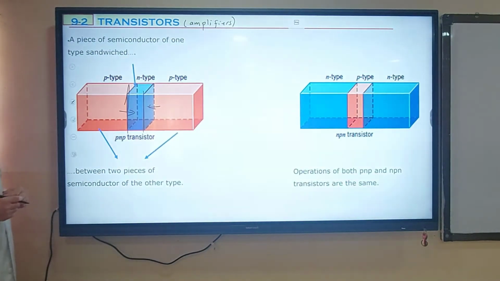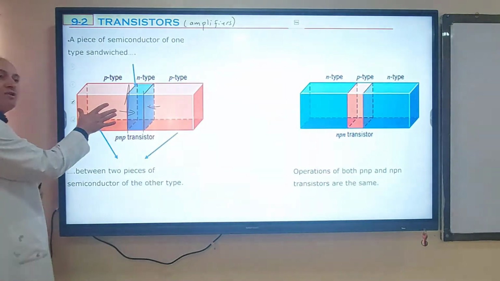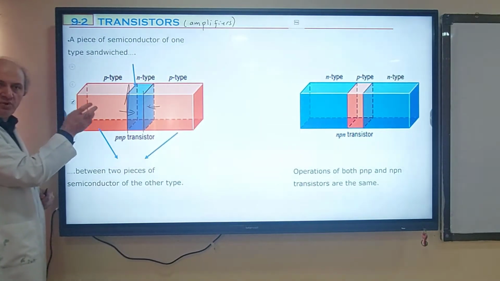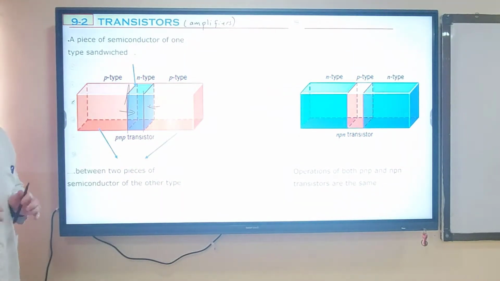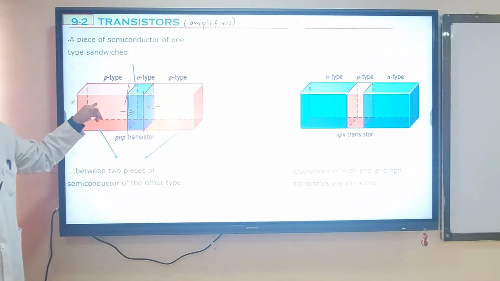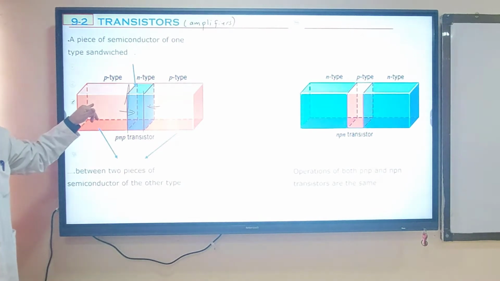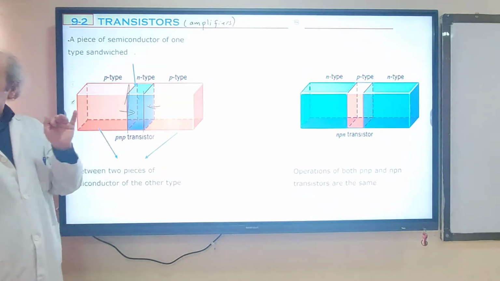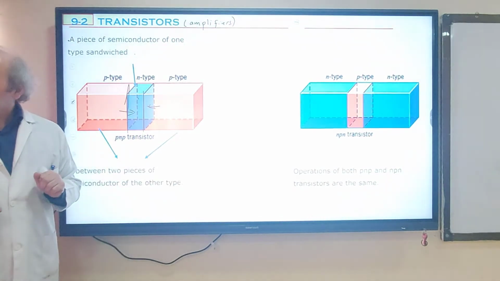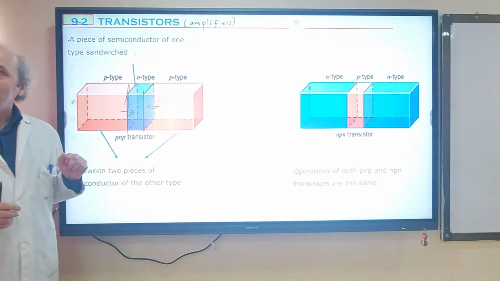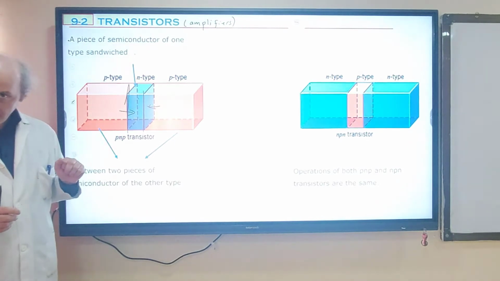A PNP transistor. And because the size of the P-type is larger, of course, P-type must contain a greater number of mobile charge carriers, yani a greater number of mobile holes. N-type is very narrow in size. That's why N-type must contain a smaller number of mobile electrons. Okay?